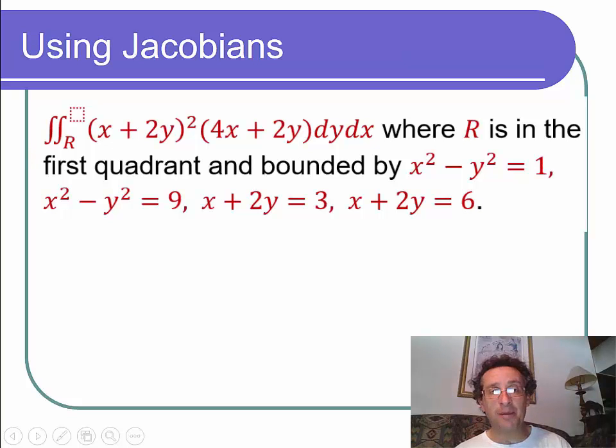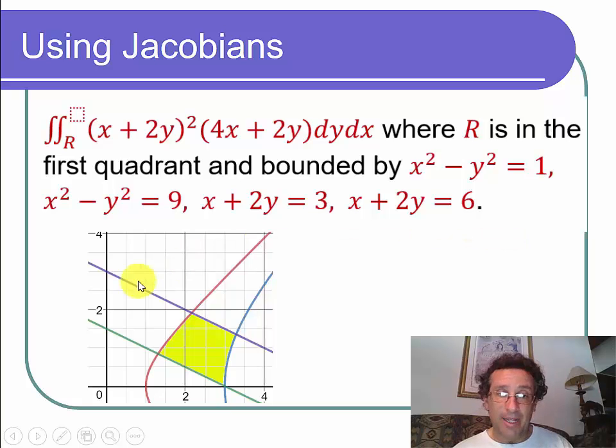Let's suppose we have the double integral over a region R of (x plus 2y) squared times (4x plus 2y) dy dx, where R is in the first quadrant and bounded by x squared minus y squared equals 1, x squared minus y squared equals 9, x plus 2y equals 3, and x plus 2y equals 6. I could draw this. It's not that bad. We get pieces of 2 hyperbolas, and we have 2 lines, and we get a region.